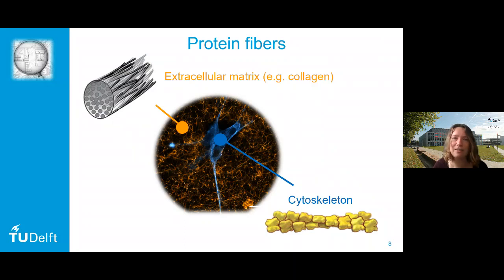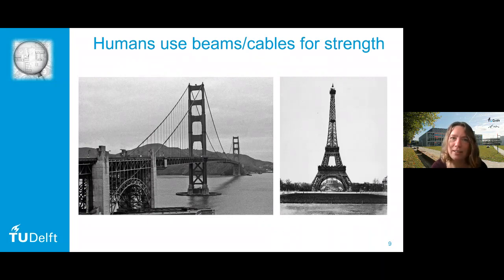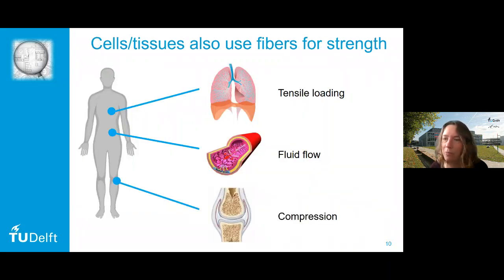And you can imagine that this is actually very similar to the way that we as human architects build strong structures that need to be light but also strong. We tend to use for this beams and cables, like in the example of a bridge or the Eiffel Tower. So actually our body uses a very similar principle.